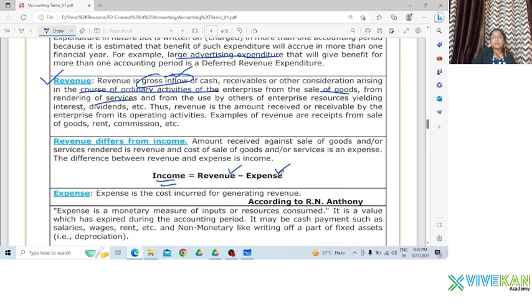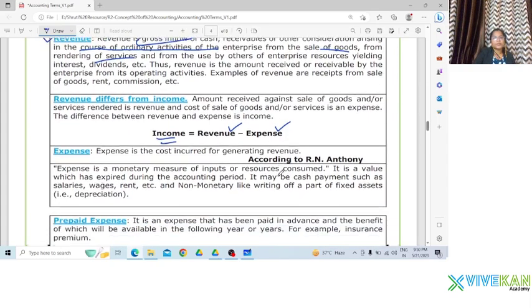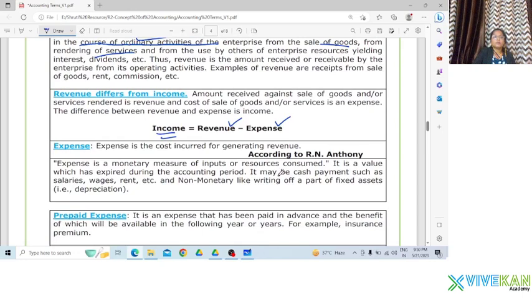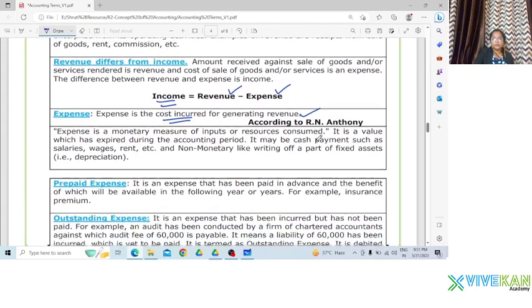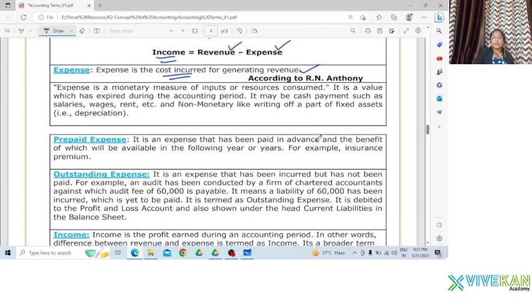So we have explained revenue. What is expense? Expense means the cost incurred. It's the cost incurred for generating the revenue. Prepaid expense I have explained earlier also. Now, what is outstanding expense? You will come across these definitions a lot.